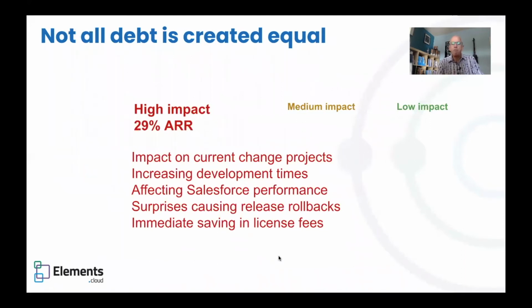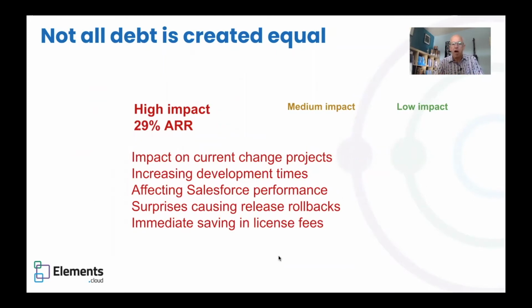So there's high impact tech debt, and maybe that's 29% ARR. That's your credit card interest payments. And you want to get rid of that as soon as possible. That tech debt is impacting your current change projects. It's increasing development times. Maybe it's affecting the Salesforce performance because of the way that things have been architected. The other thing that might be, there's surprises causing release rollbacks. You didn't realize that certain things were being impacted.